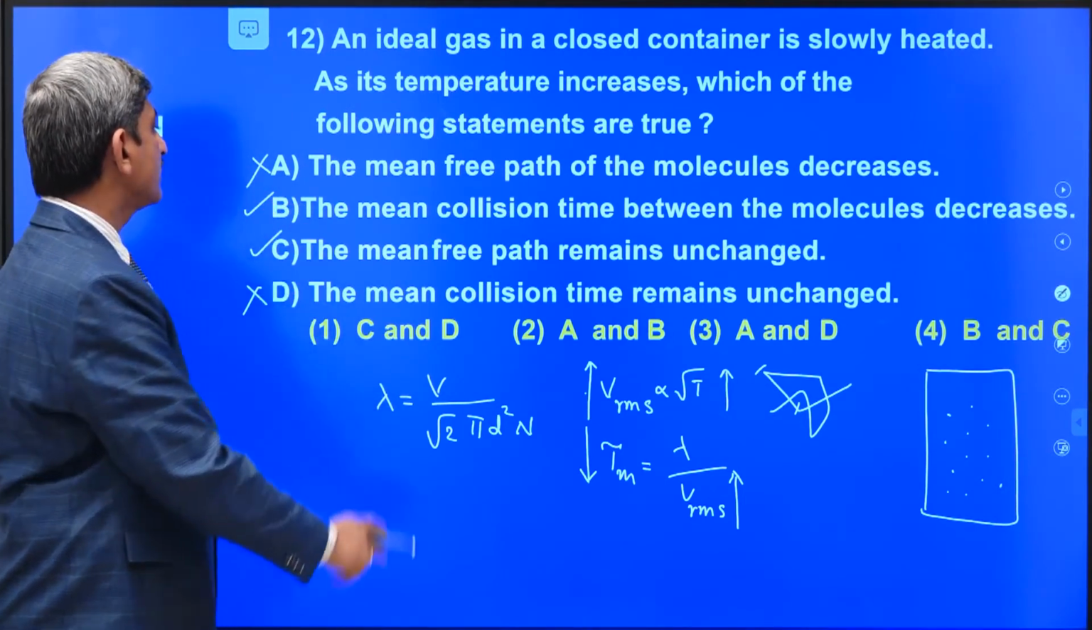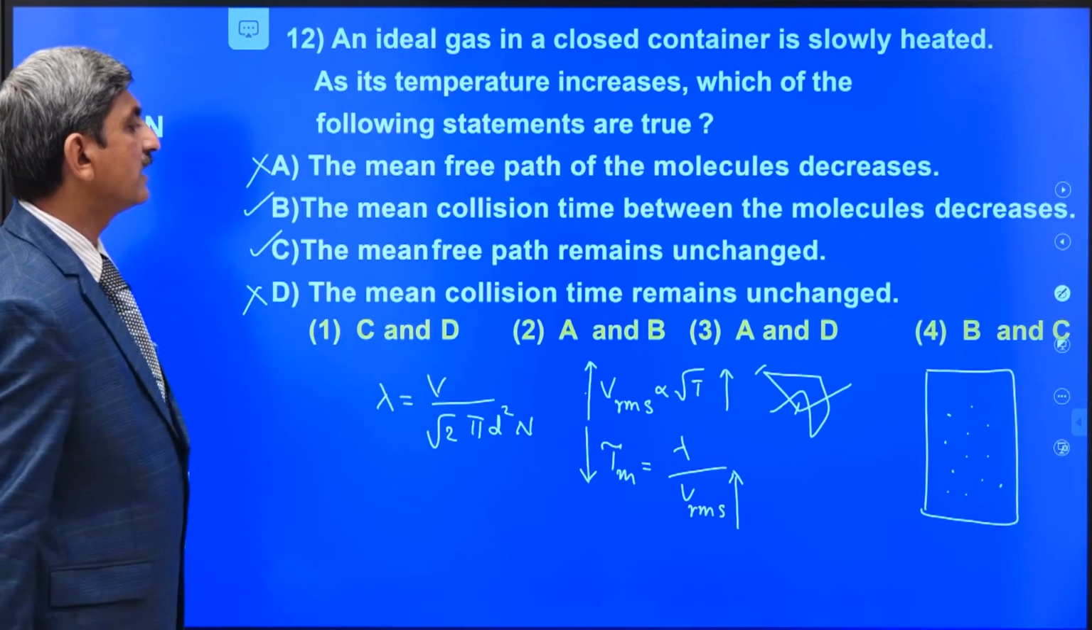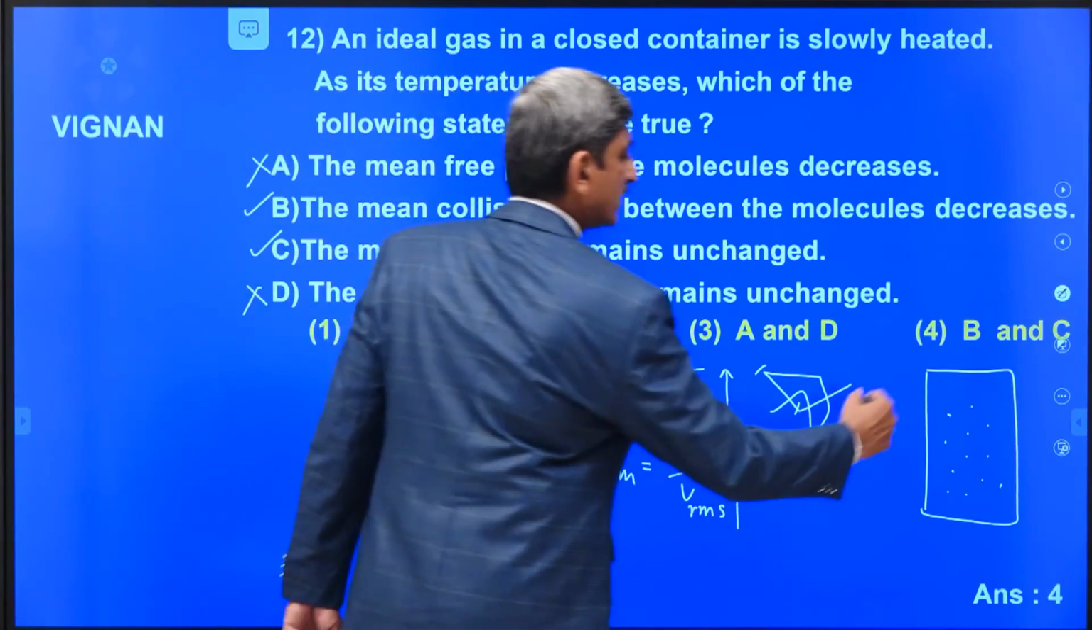So B and C are right statements and A and D are the wrong statements. So your answer is 4.